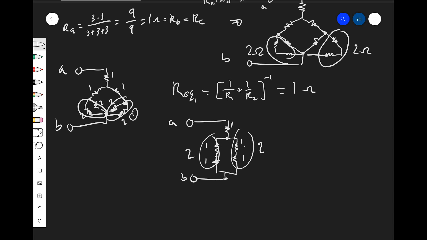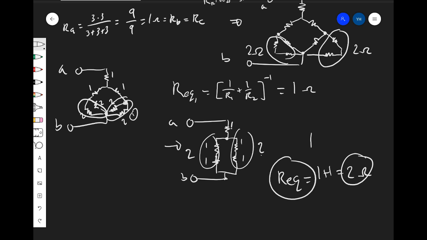Now we know if we add these up in parallel, because we'll combine them, we'd get 1 ohm. And then we would add this total combination of 1 ohm to this one, and we would get our equivalent resistance looking into A and B here as 1 plus 1, which would give us 2 ohms as our final answer.